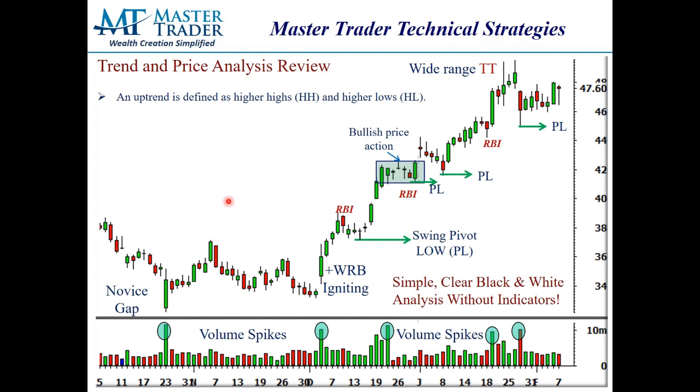Trend and price analysis review. An uptrend is defined by higher highs and higher lows, which we see is the case here. And let's go through what's happening on the chart. Wide range bar igniting. Well, let's go a little further to the left here. That novice gap down on huge volume was the beginning of this consolidation.